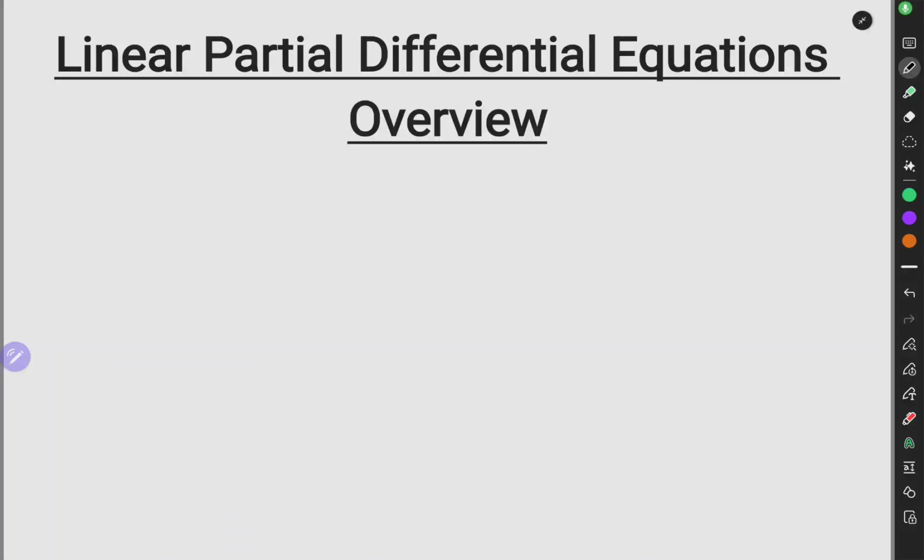Alright, now we're going to start looking at partial differential equations, and in particular linear partial differential equations. So in this video I'm going to give a brief overview on what we're going to be looking at.